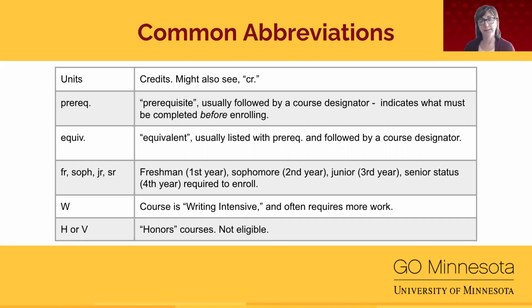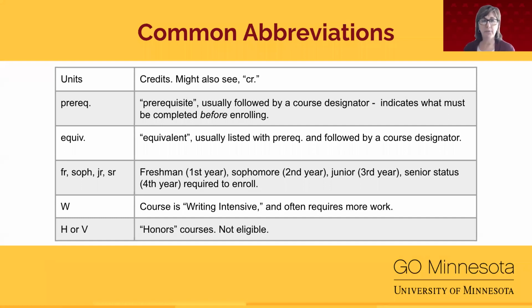Equiv is short for equivalent, also usually listed with a prereq and followed by a course designator as well. FR, SOPH, JR, and SR, that refers to the status required to enroll in that class. So freshman is first year, sophomore is second year, junior is third year, and senior is fourth year.